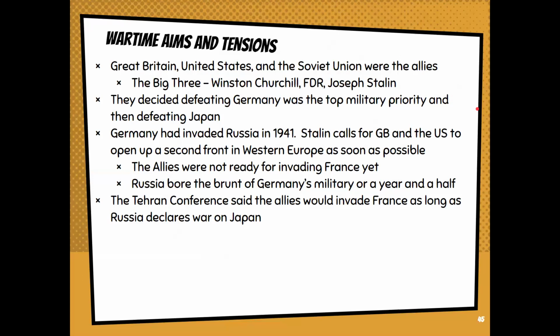So we had talked about how we are fighting the war on the home front. We're going to quickly go over what the war was like on the actual battlefield. So we have our allies, Great Britain, United States, and Russia. The three agreed that Germany was the top priority. So that means that while the United States is fighting both Germany and Japan at the same time, Great Britain and Russia aren't going to do anything against Japan until Germany is defeated.